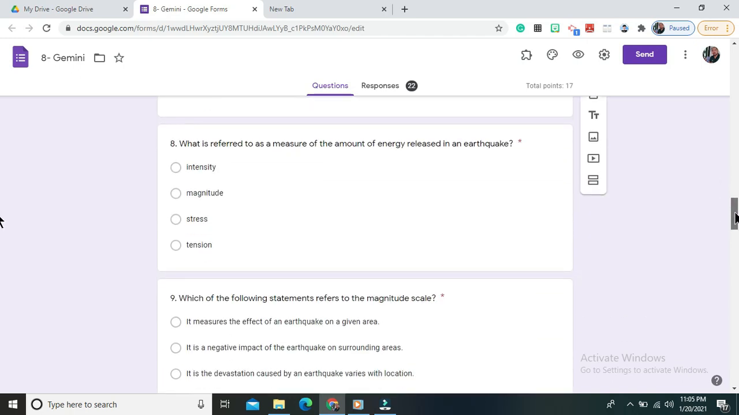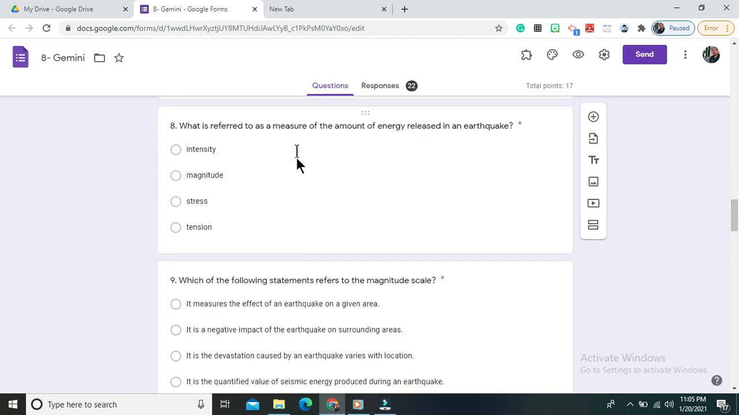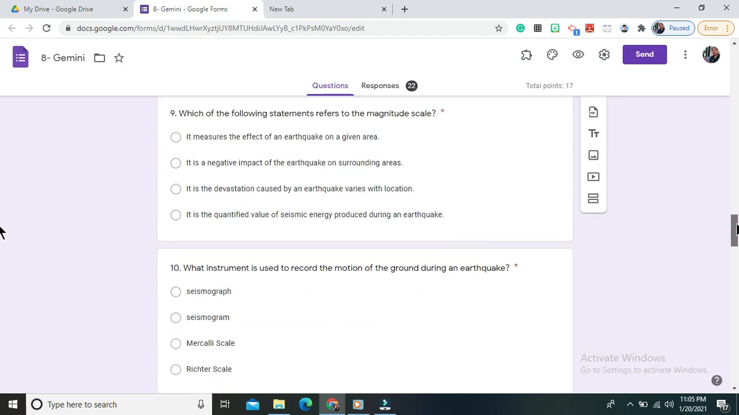Question number 8. What is referred as a measure of the amount of energy released in an earthquake? The correct answer is magnitude. Question number 9. Which of the following statements refers to the magnitude scale? The correct answer is, it is the quantified value of seismic energy produced during an earthquake.